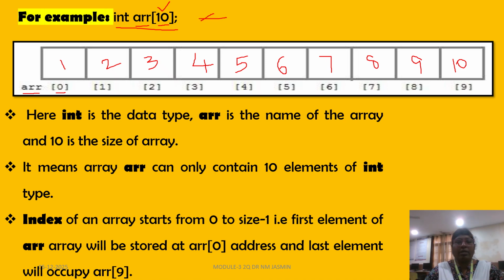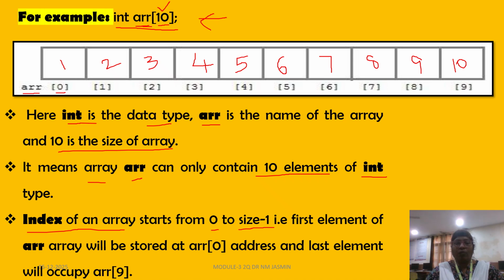If you observe here, int is nothing but a data type. I said ar is nothing but the name of the array. ar is representing the name of the array, 10 is representing the size of the array. Okay, so the array named ar can only contain 10 elements of int type. If you take the index of an array, you know that it starts from 0, and here our size is 10, so the last index is size minus 1, 10 minus 1.